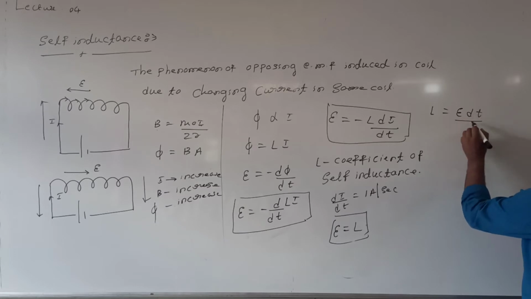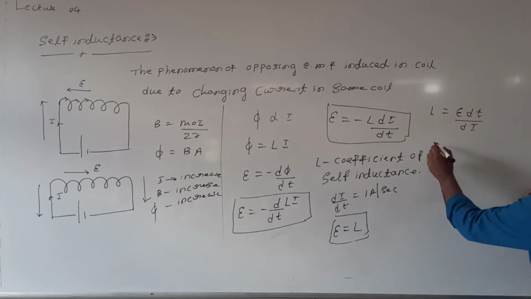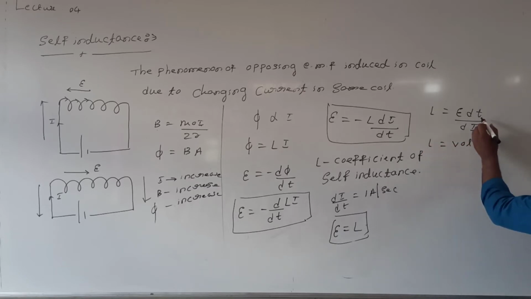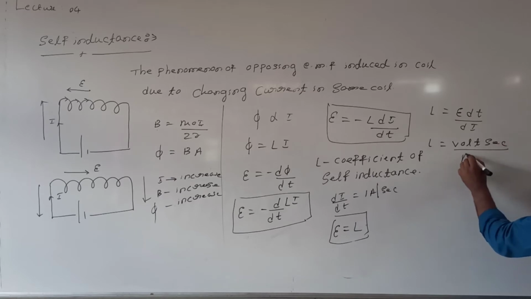E into dt divided by what value? Di. Right? So L is equal to E dt by di. E is nothing but volt, t is nothing but time, that is second, divided by current, which is ampere. What is the SI unit? Volt second per ampere. This we are calling the SI unit of the self-inductance.